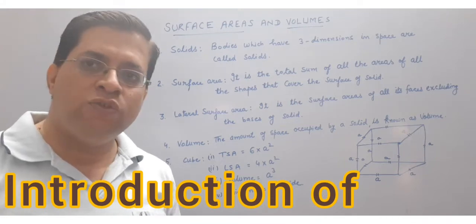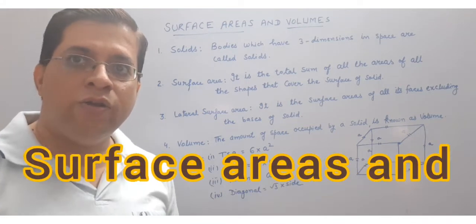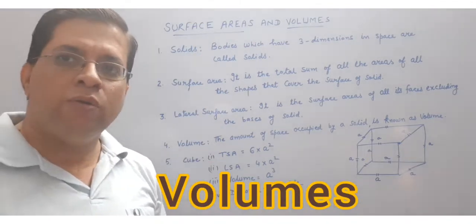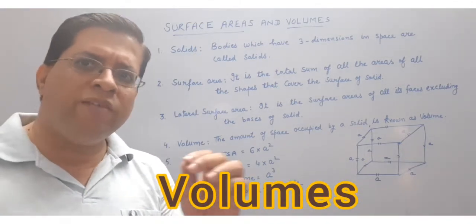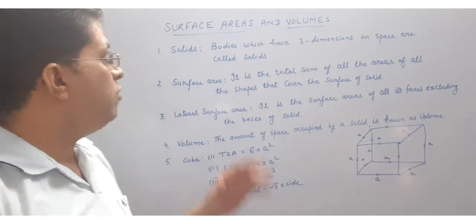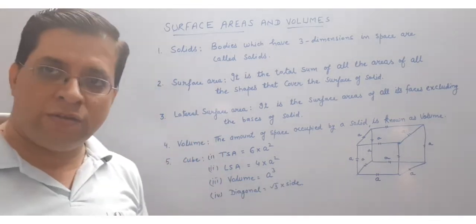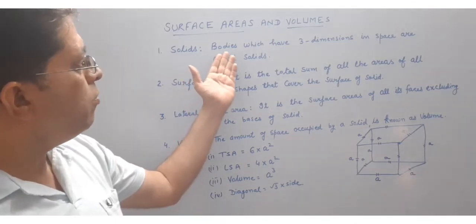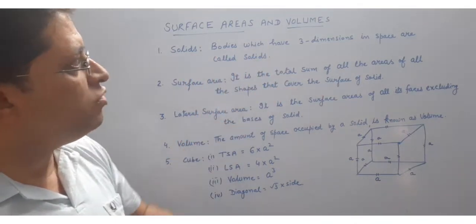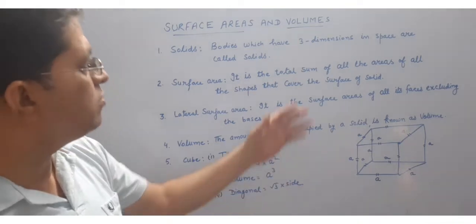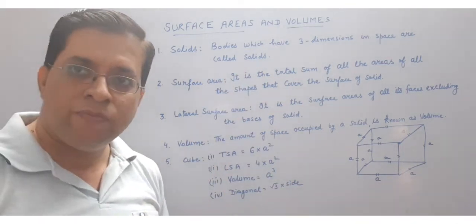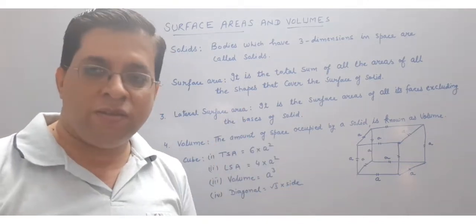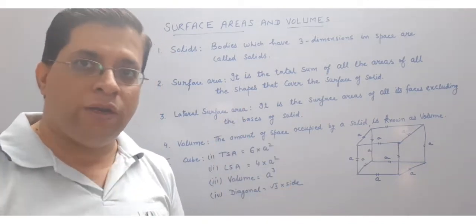Hello students. Today we are going to start one new topic, that is surface areas and volumes. Today we are going to do some basic things about it. First point is, what do you mean by solids? Solids are bodies which have three dimensions in space.